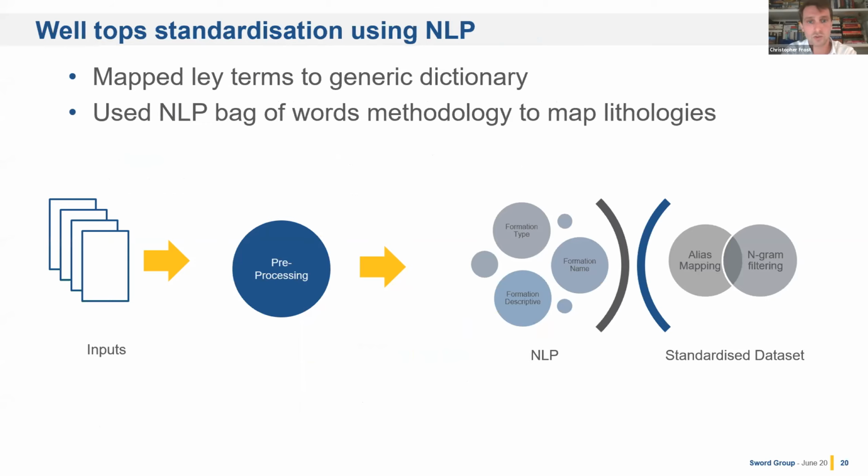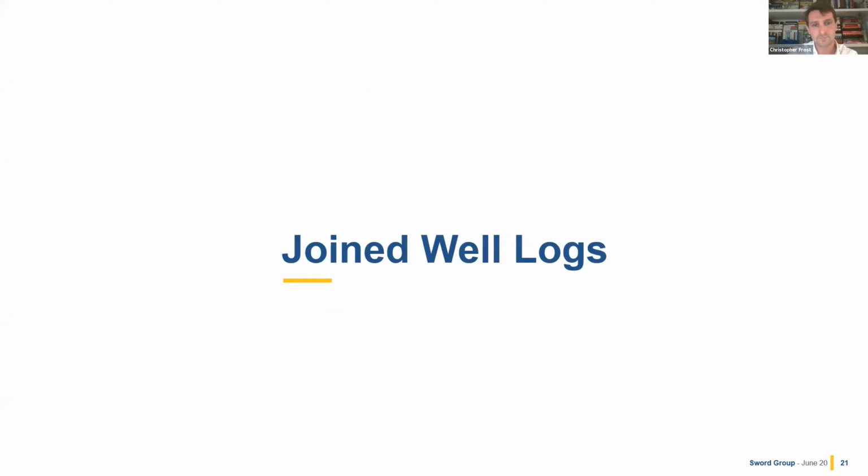The well tops. So as I said, we took well tops from the OGA, from the MPD and from the eight operators, which meant that the lexicons used were different. So we took those, we amalgamated them in a pre-processing step, and then we used a bag of words methodology and different NLP approaches to try and create something that was as standardized as possible across the whole data set. We did some alias mapping and some n-gram filtering and created a standardized data set per well. So that was the kind of associated tabular data.